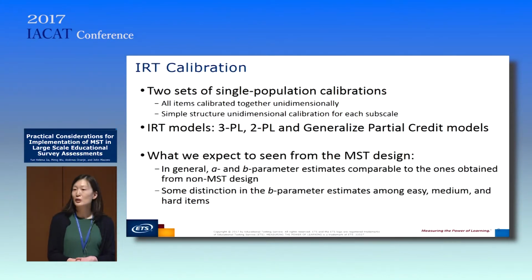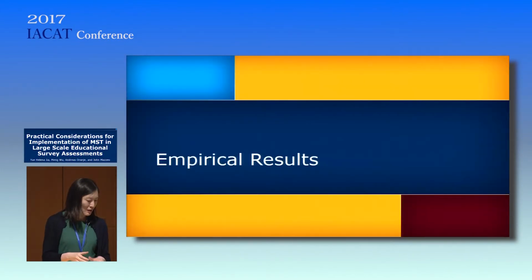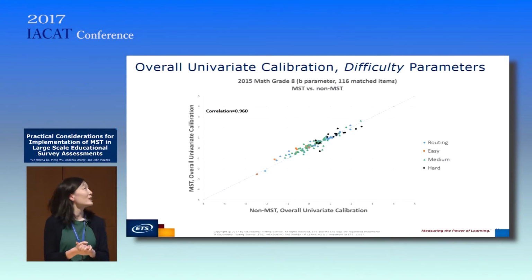So what we want to see, if the exercise is successful, is that at least the discrimination or difficulty parameters are reasonably estimated from the design. And there are some distinctions for the B parameter estimated from the easy, medium, and hard blocks. That's how you grouped them: easy items have a cluster of difficulty on the lower end, then medium, then hard. So we want to have the separation. And let's see what we find.